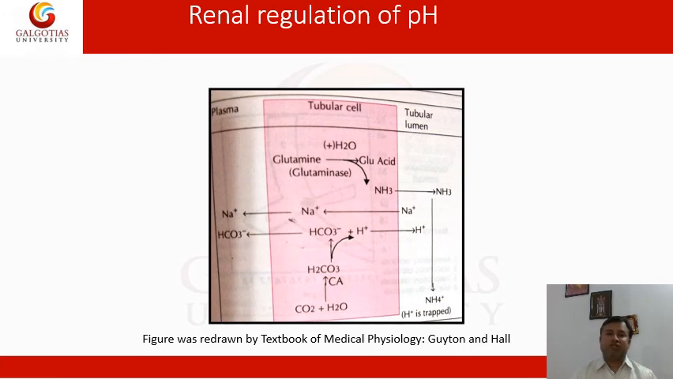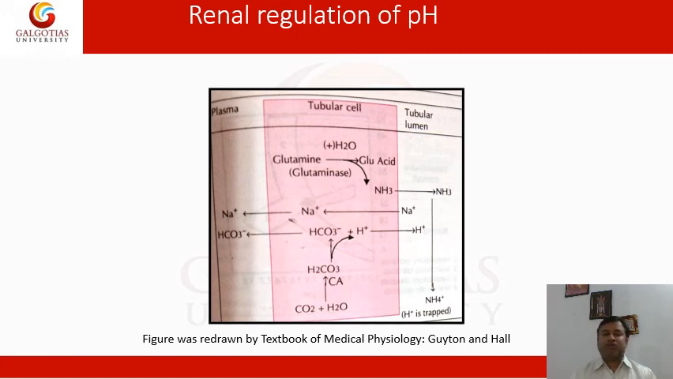Now, renal regulation of pH. How does the kidney regulate the pH? In the tubular cells of the nephron, carbon dioxide and water combine with the help of the enzyme carbonic anhydrase and form carbonic acid, H2CO3, which breaks down into hydrogen and bicarbonate ion. The hydrogen ion comes into the tubular lumen, and in this way hydrogen is removed from the body, and it regulates the acidity.